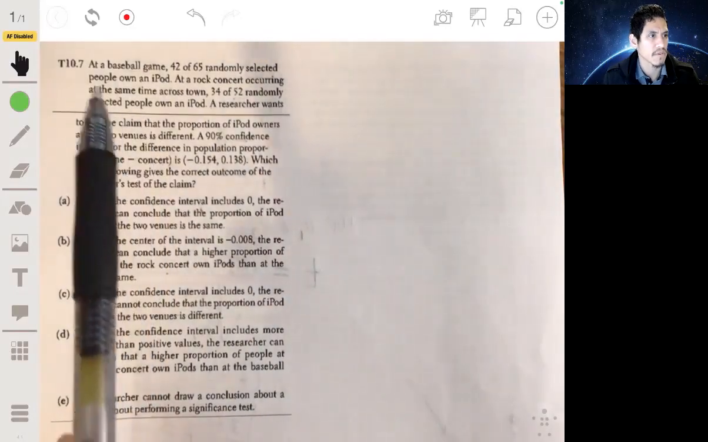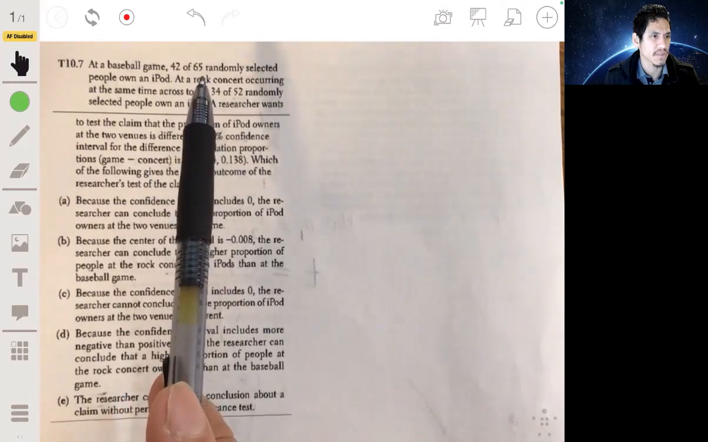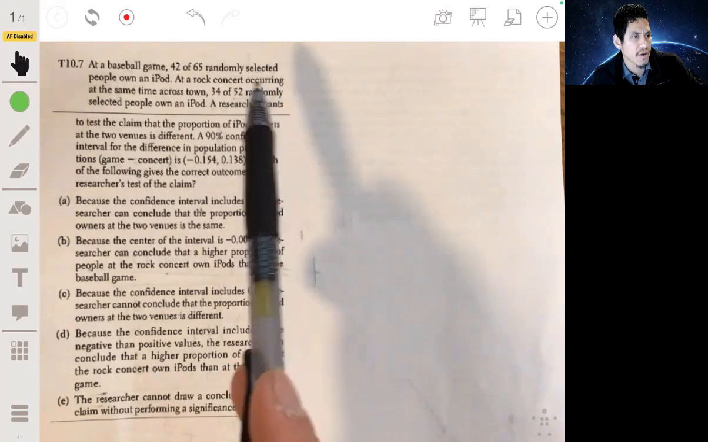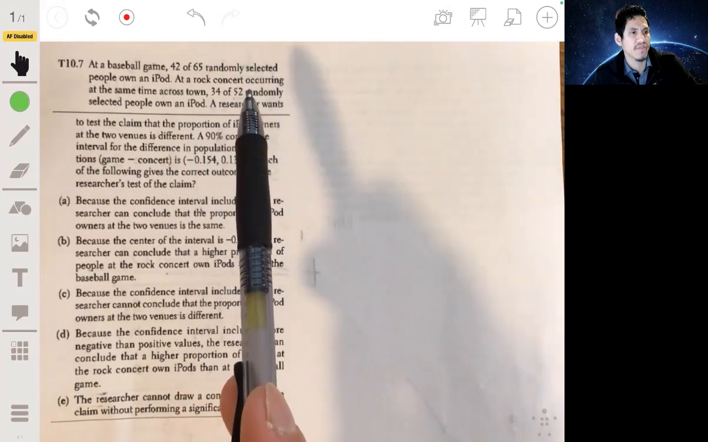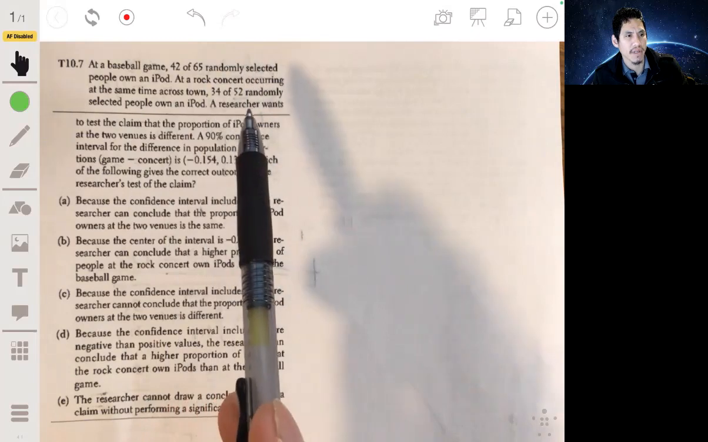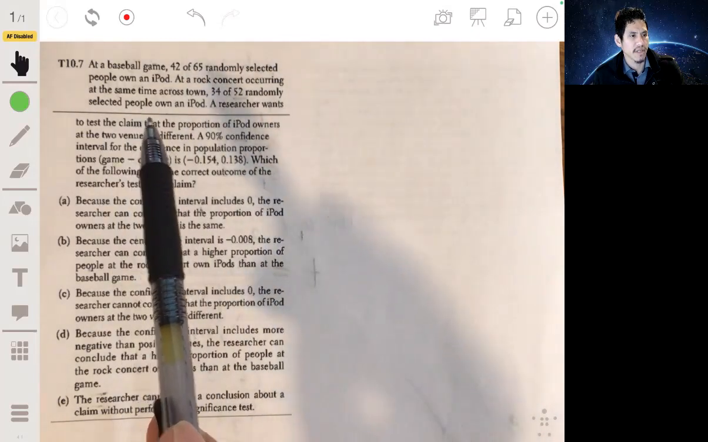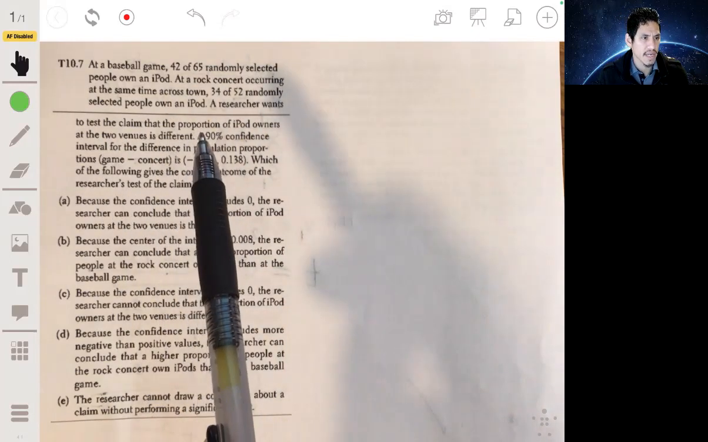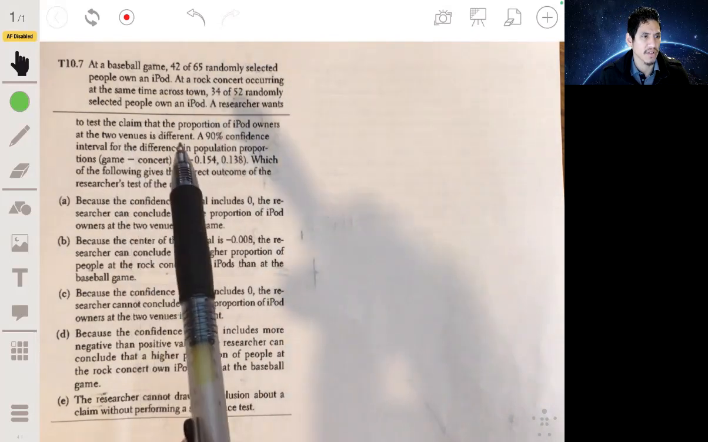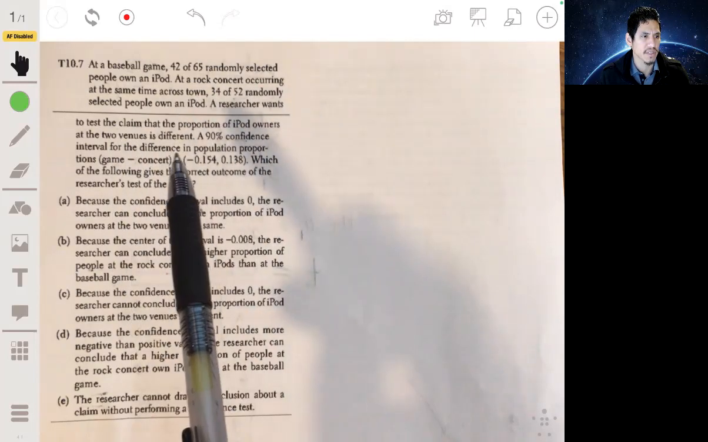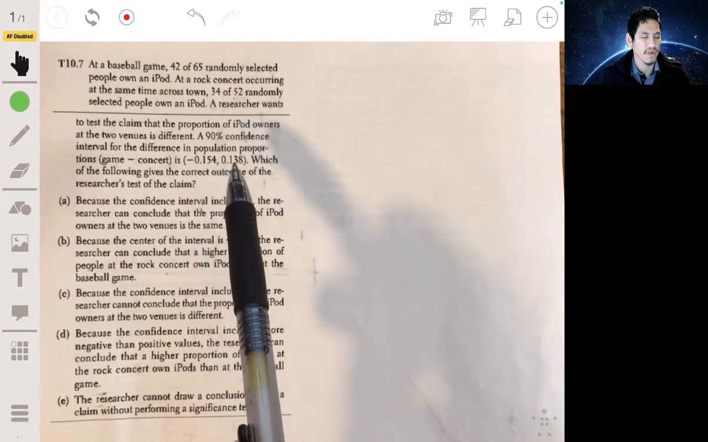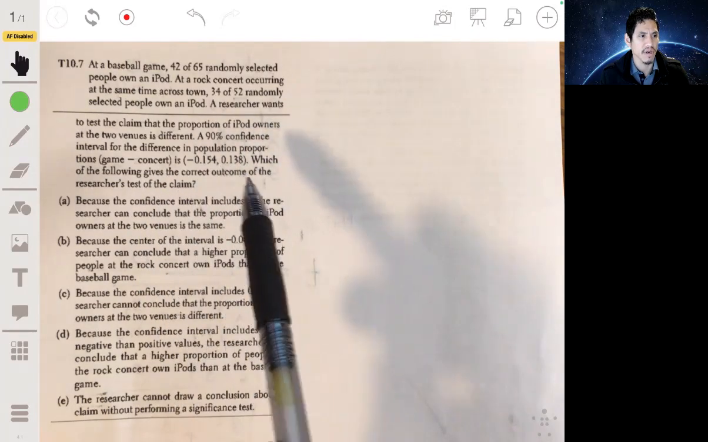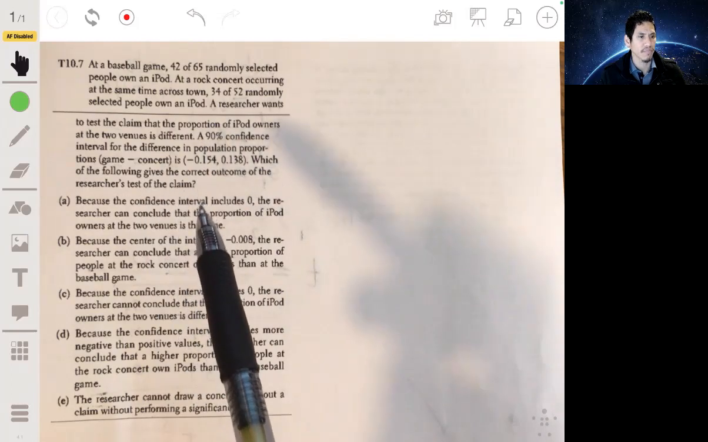All right, problem 7. At a baseball game, 42 of 65 randomly selected people own an iPod. At a rock concert occurring at the same time across town, 34 of 52 randomly selected people own an iPod. A researcher wants to test the claim that the proportion of iPod owners at the two venues is different. A 90% confidence interval for the difference in population proportions, game minus concert, is negative 0.154 to 0.138. Which of the following gives the correct outcome of the researcher's test of the claim?